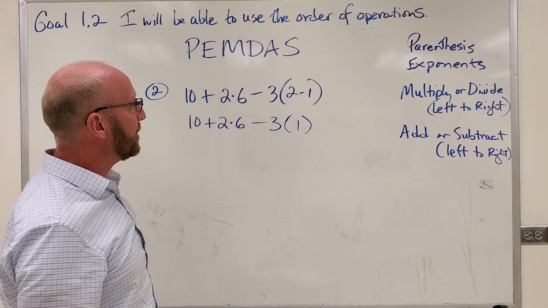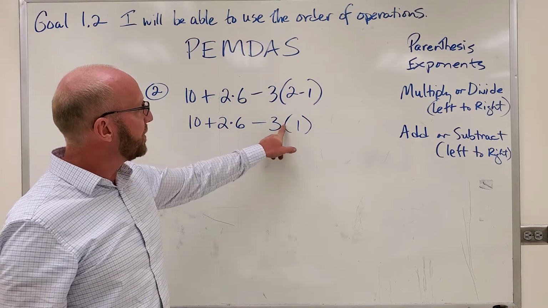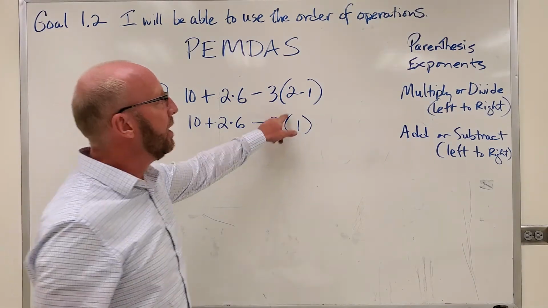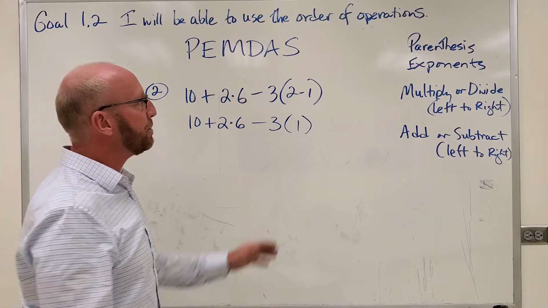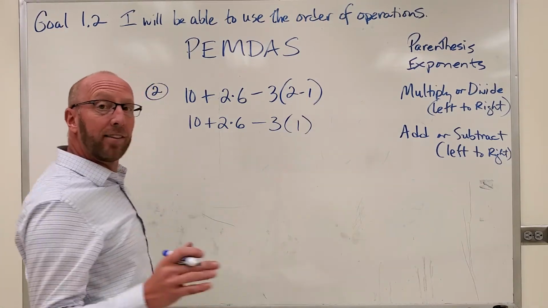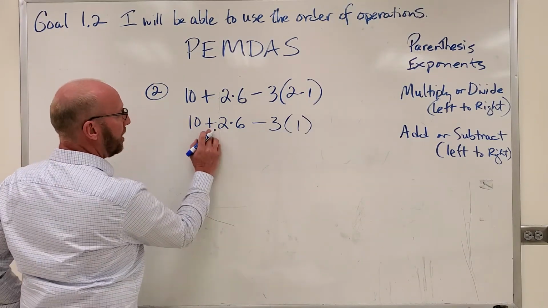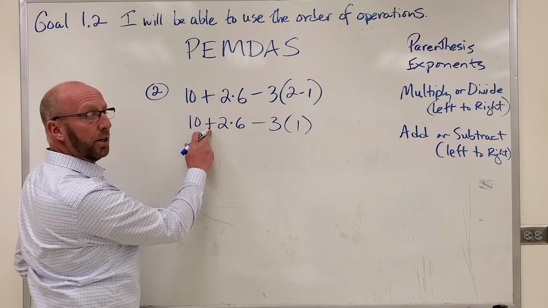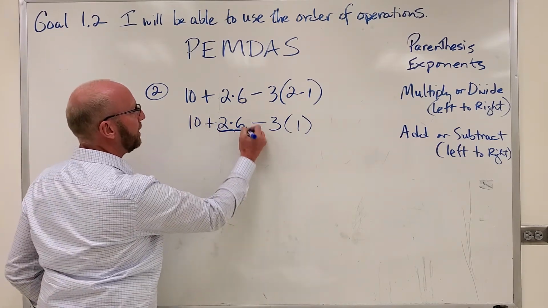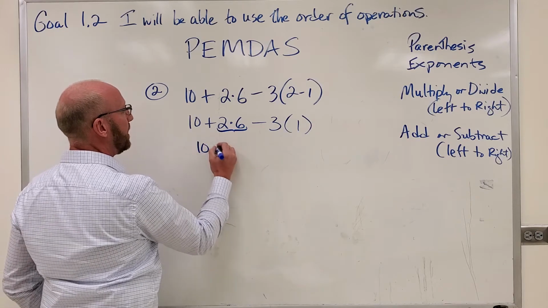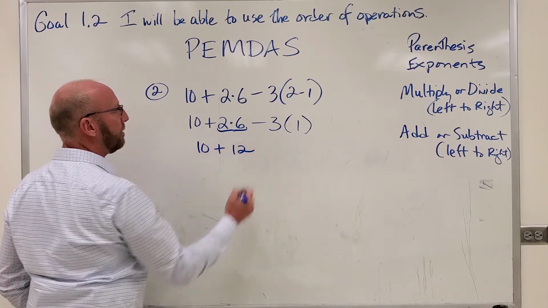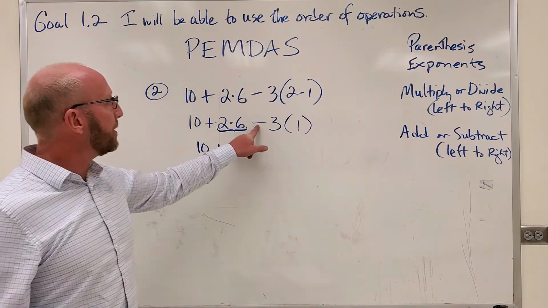So now I've done parentheses. I'm going to keep this in parentheses just so I know I have to multiply. Parentheses is done. Do I have any exponents? Nope, I do not have any exponents. Now I multiply or divide, left to right. So I start at the 10. That's not multiplying, so I don't do it. Instead, I multiply right here. 2 times 6 is 12. 10 plus 12.